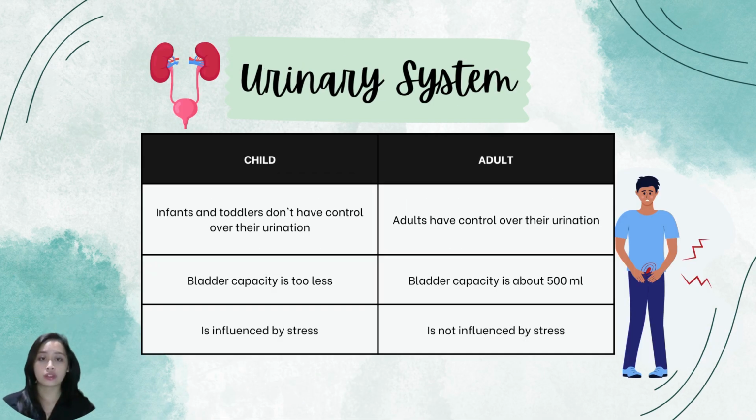For the urinary system, infants and toddlers don't have control over their urination, while adults do. The bladder capacity in a child is much less, while in an adult it is about 500 milliliters. And the urinary system in a child is influenced by stress, whereas in an adult it is not influenced by stress.